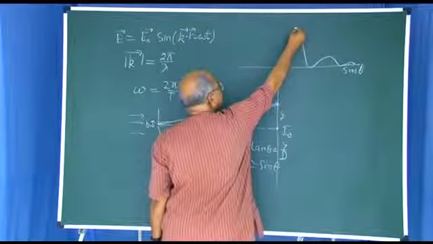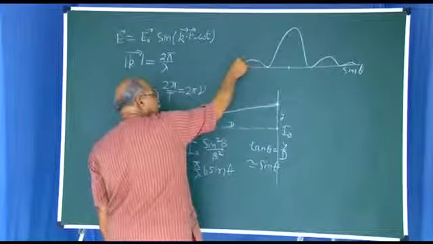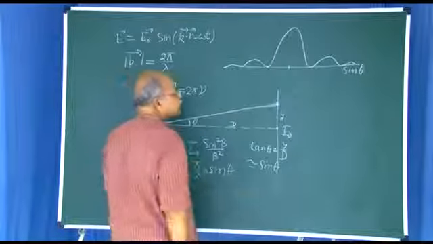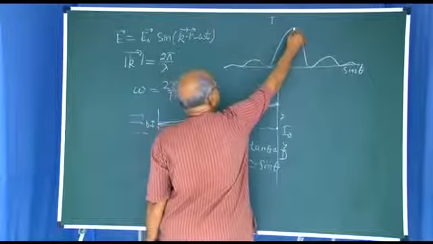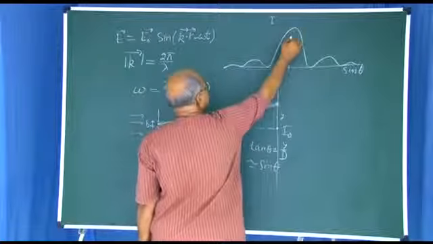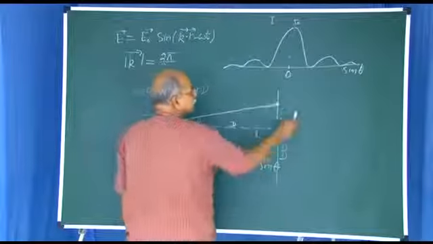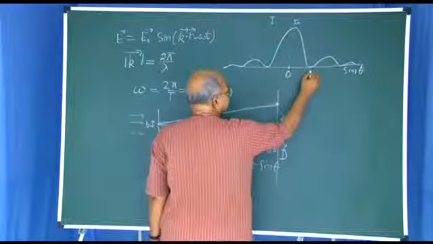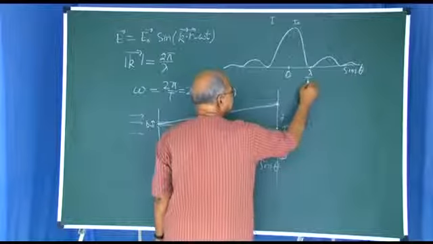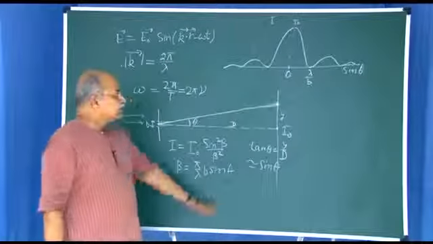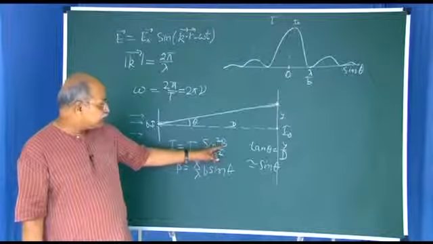Symmetrically on the other side. Something of that sort. What is this side? This side is intensity, and this is I naught. This is the central point, where the intensity is I naught. This is sine theta equal to 0, and this point here is sine theta equal to lambda by b. This is where intensity is 0, and intensity is 0 when beta is pi.